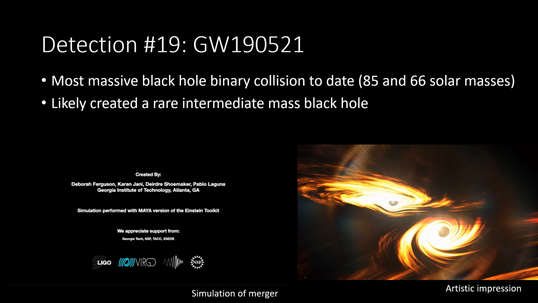Now, this is what we've seen in other black holes, except because these two are so massive, when they combine together, they create a black hole that's around 140 solar masses. And that is a very rare type of black hole we call an intermediate mass black hole. In short, we observe two different types of black holes.